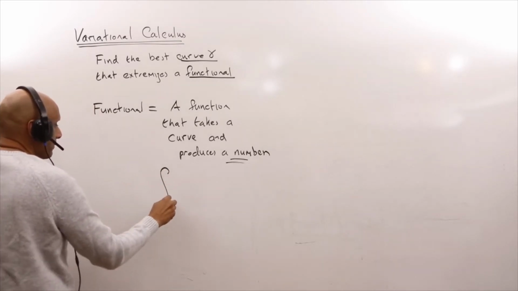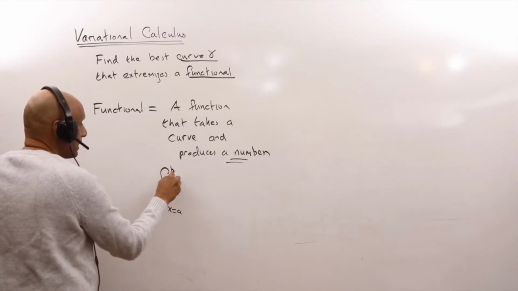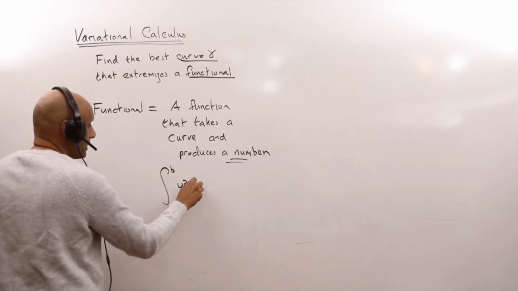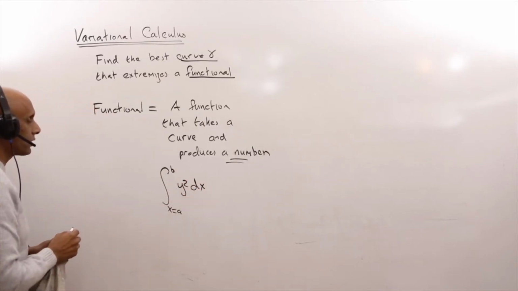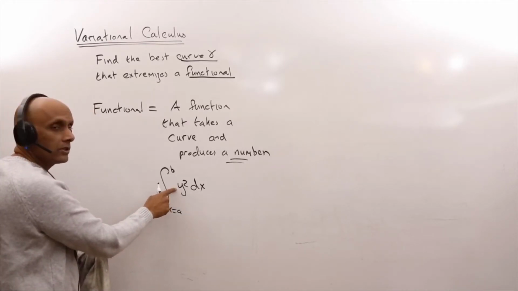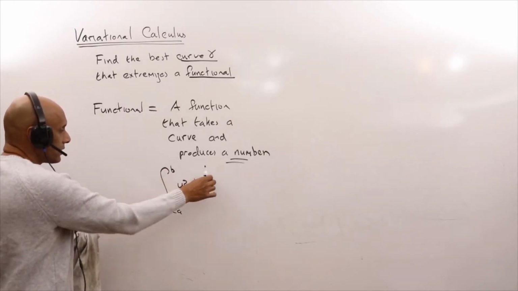So for example, if somebody says an integral that goes from a to b, but they don't specify the actual function, they'll just say it's, for example, y squared dx. Here's an example of a functional. So depending on the function I get, I can substitute it in for y squared. So this is called a functional.